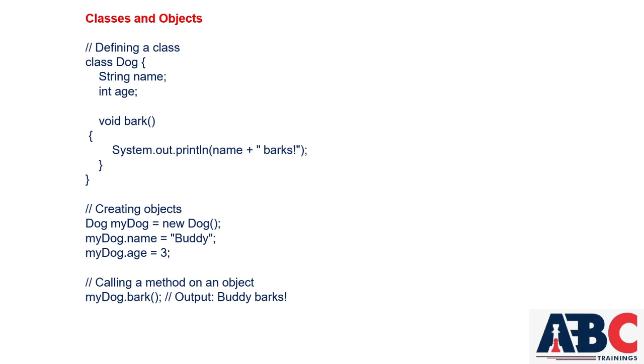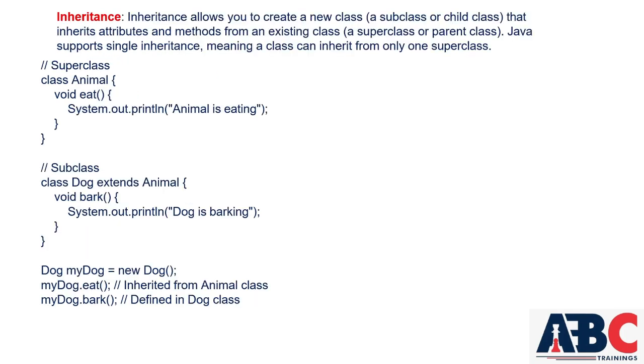Then next is the creating of the object. First we create the class, class Dog. Then the object is myDog, and we create a Dog. Then myDog.name, where dot is the membership operator, and we assign the name Buddy. Then the age we assign 3, and then we call the method of the object, myDog.bark, which gives the output of the buddy dog barking.